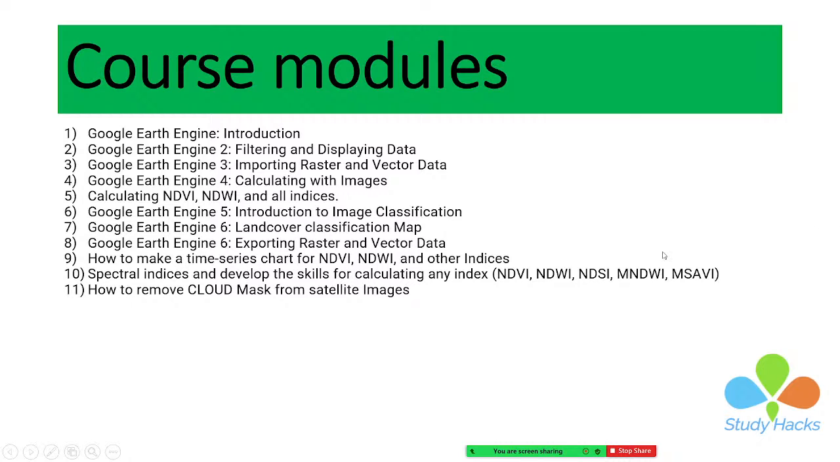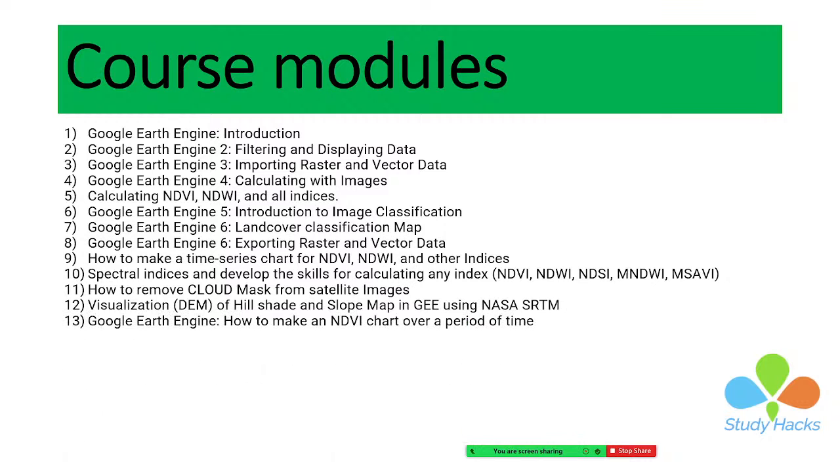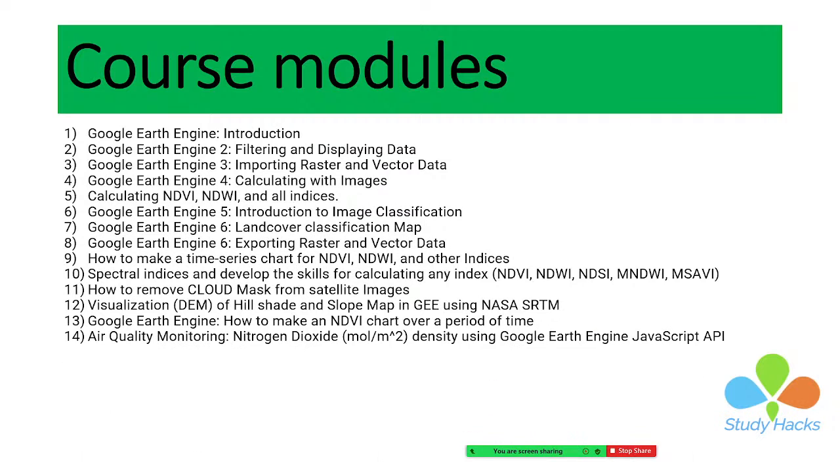Then how to remove the cloud from the satellite images, we also discuss this. Then how to visualize the digital elevation model or DEM data and make the hillshade map, slope map, and aspect map. We will do a lot of things about this. Then how to make the NDVI chart over a period of time. Then we will focus on air quality monitoring, how you can easily make the air quality map, and the air quality monitoring time series chart. We will discuss all of these things.